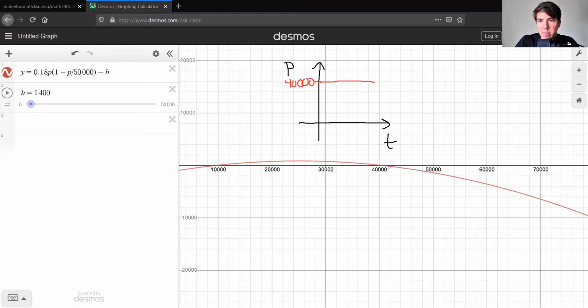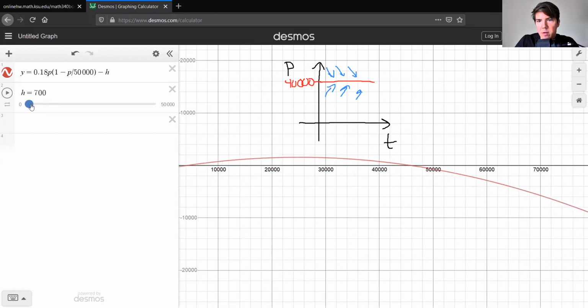We know it's stable because here the slope should be 0. And the slopes just below that will be positive because we see that the function is positive, and then the function is negative when we move to the right. So that means the slopes look like this. So 40,000 would be our stable equilibrium. But of course, as we change H, that stable equilibrium will change. So what we want to do is find it in terms of H.